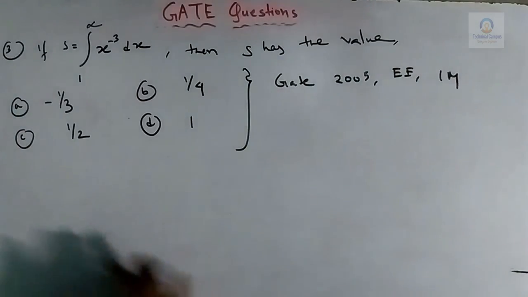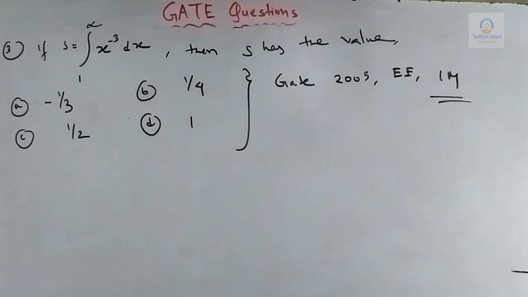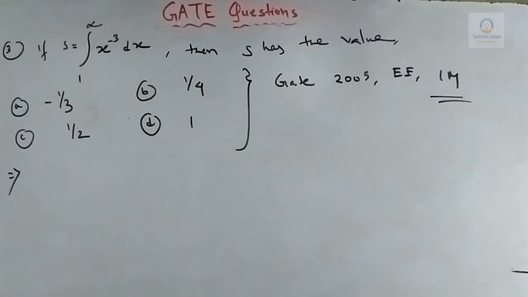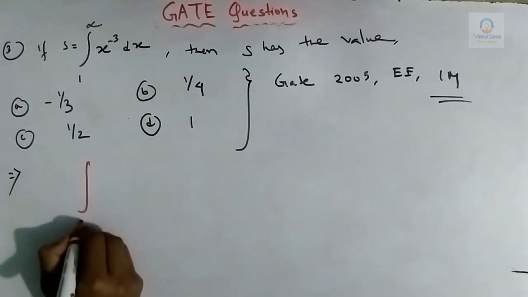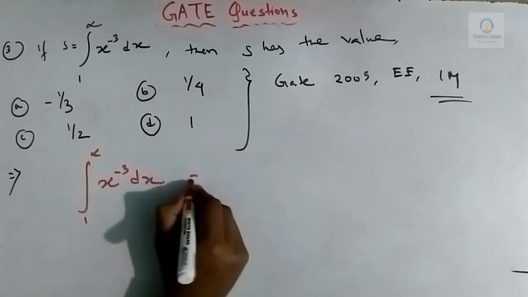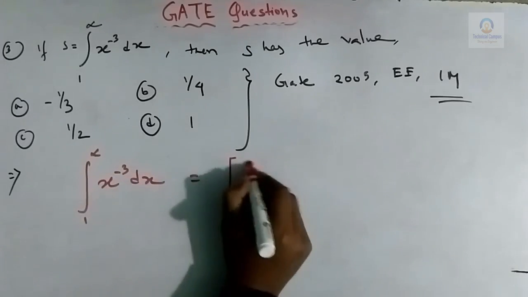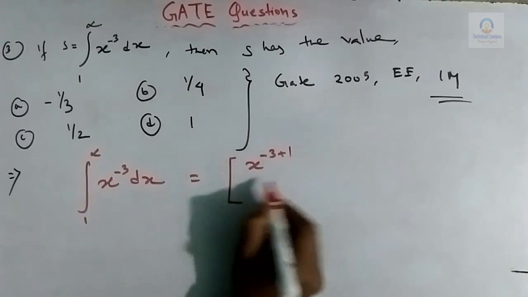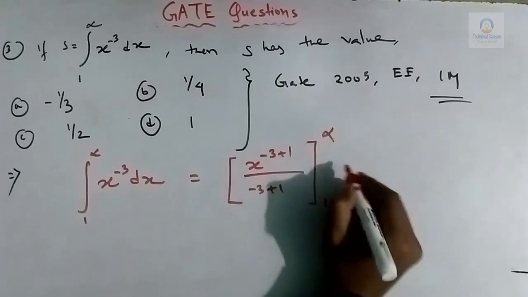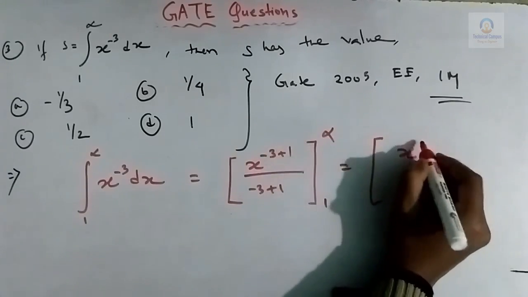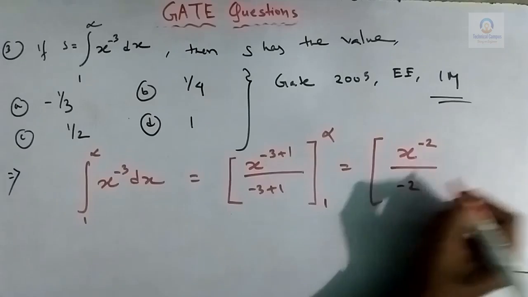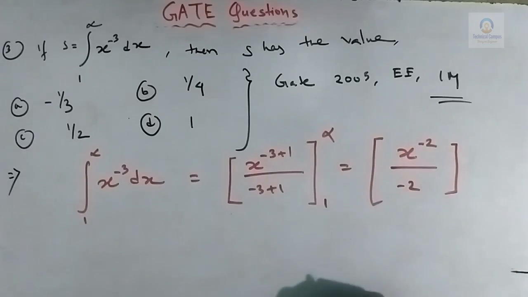This is a very easy question, so for this question you will get 1 mark only. So let us solve this question. We have to integrate the function x to the power -3 dx from 1 to infinity. So the value of this integration will be x to the power -3 plus 1 divided by -3 plus 1, the limit being 1 to infinity. This value will be x to the power -2 divided by -2.